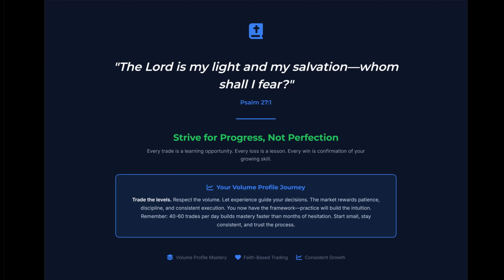Faith-based trading. Trading is not gambling, it's not luck. It's a skill-based profession grounded in data, probability, and discipline. When you combine that with faith in your process and faith in your preparation, you trade with a calm confidence that no market condition can shake.